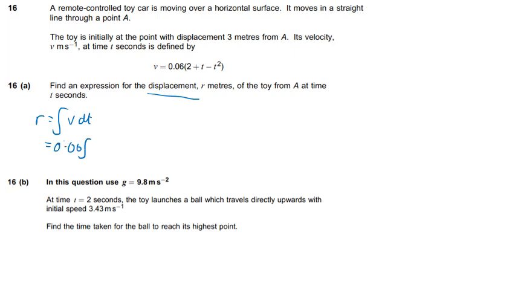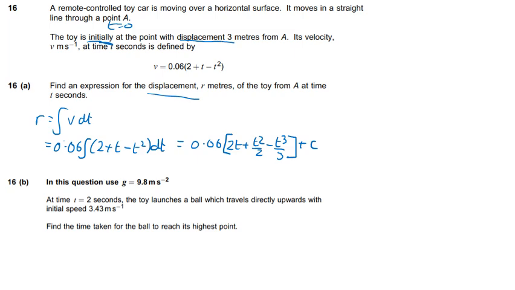So I'll put the 0.06 outside because it's just a common factor. So we can move that outside of the integral, and we've just got to integrate 2 plus t minus t squared. Okay, so we get 2t plus t squared over 2 minus t cubed over 3 plus c. And we've got a boundary condition here. So we're told that initially, so that means t equals 0, the displacement is 3 meters. So r equals 3 when t equals 0.